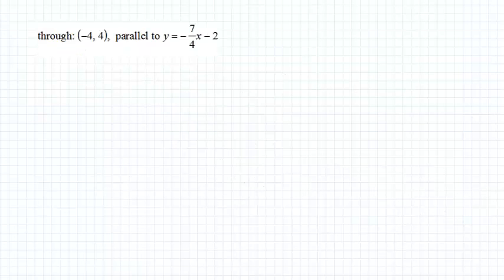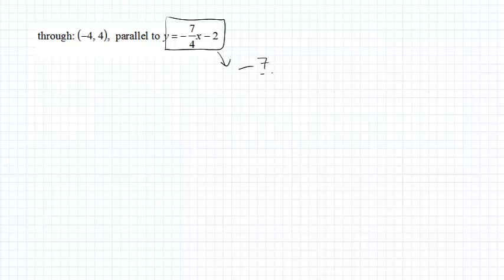In this example, we again have a different type of information that we've been given. We're not looking at a graph, we're not looking at 2 points, but we do know that whatever our new line equation is, it has to be parallel to this one that's been given. So what do you know about the slopes of parallel lines? The slope of the line that's been given is negative 7/4, which means that the slope of our new line also needs to be negative 7/4.